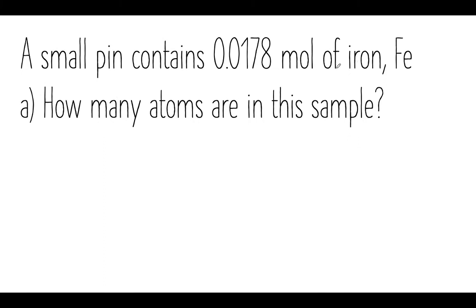Okay? In this situation, I'm given a value of moles, which is 0.0178 moles of iron. And they're asking us for how many atoms are in the sample. So unlike the previous question, the type of particle that I'm given in the question itself is an atom, right? This is an element that's by itself.